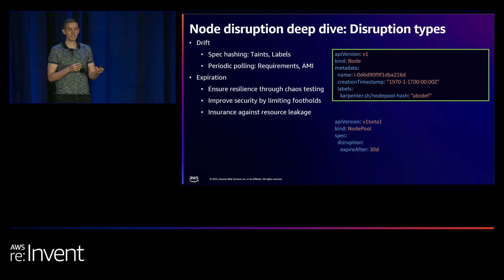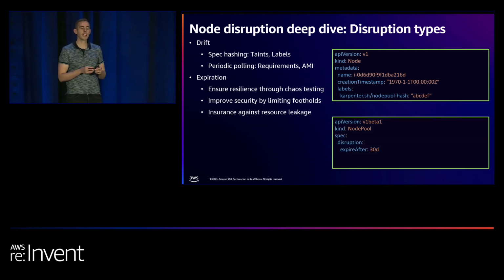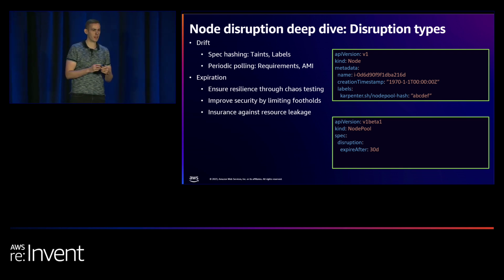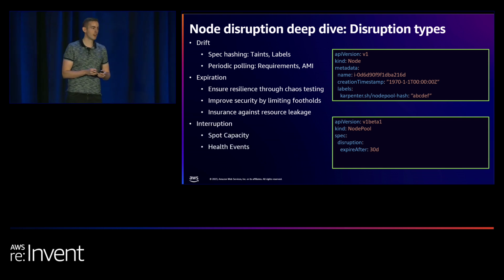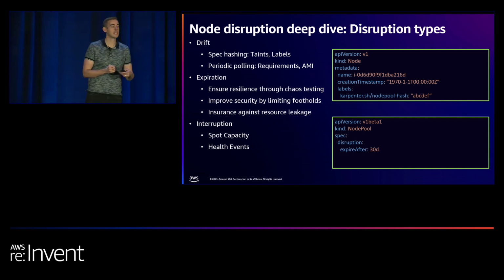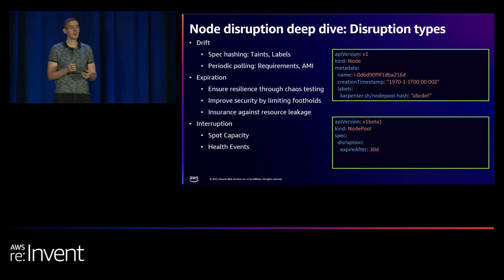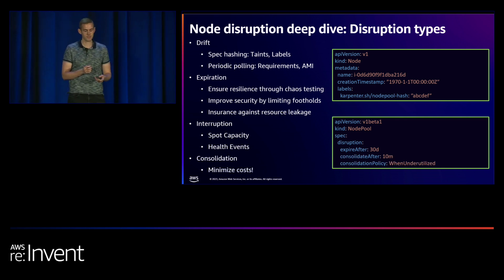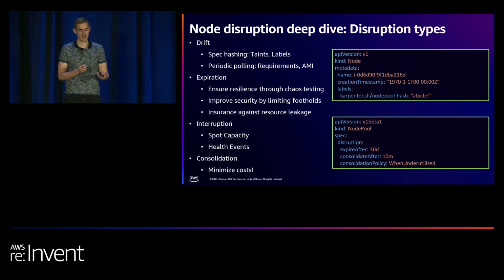That one's super easy to compute. You can see here there's a creation timestamp on the node. We simply compare that with the duration that you've specified. If the node's too old, it's a candidate. Interruption, we subscribe to EC2 notifications. EC2 sends us notifications about spot interruption events, as well as EC2 instance health events. And so we can trigger an involuntary disruption, nominating a candidate when those happen. And finally, consolidation. This one's kind of hard, and we'll really go deep into it.